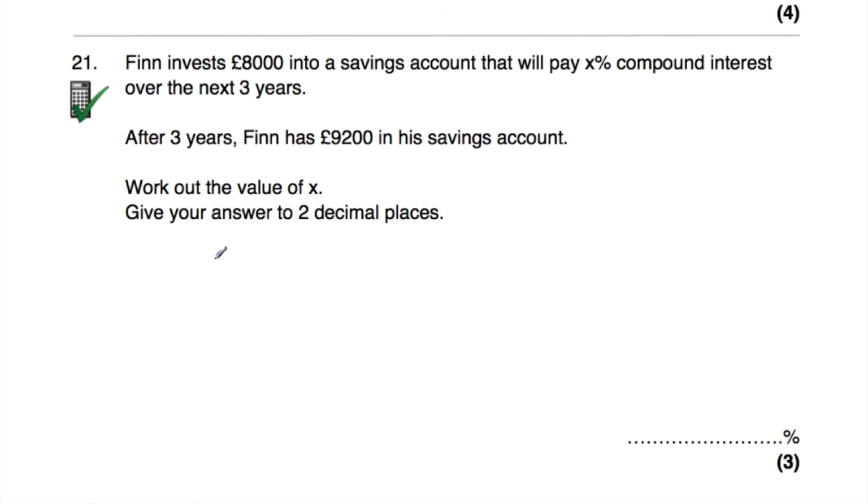So let's write down our formula. Initial, which is 8,000, multiplied by the multiplier. Now, what I'm going to do is I'm just going to call that Y here to begin with, Y.